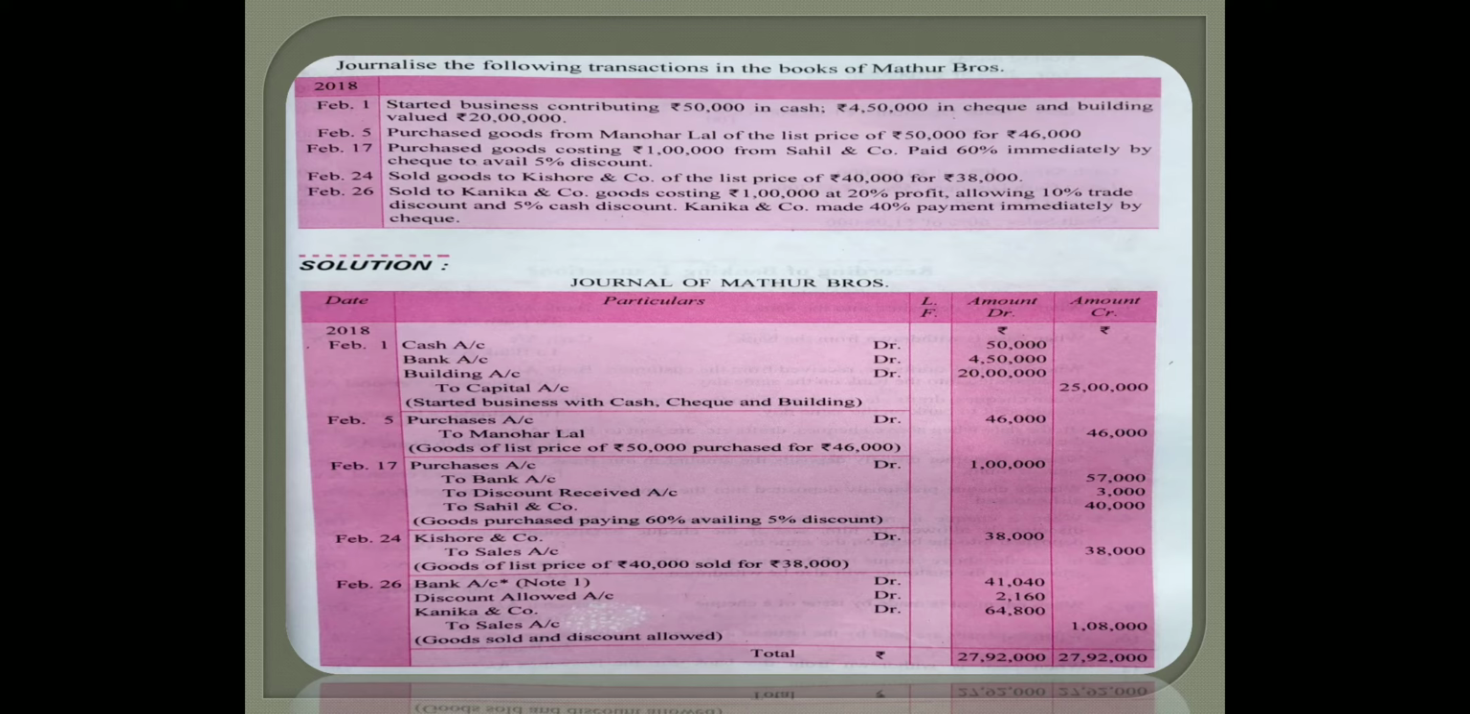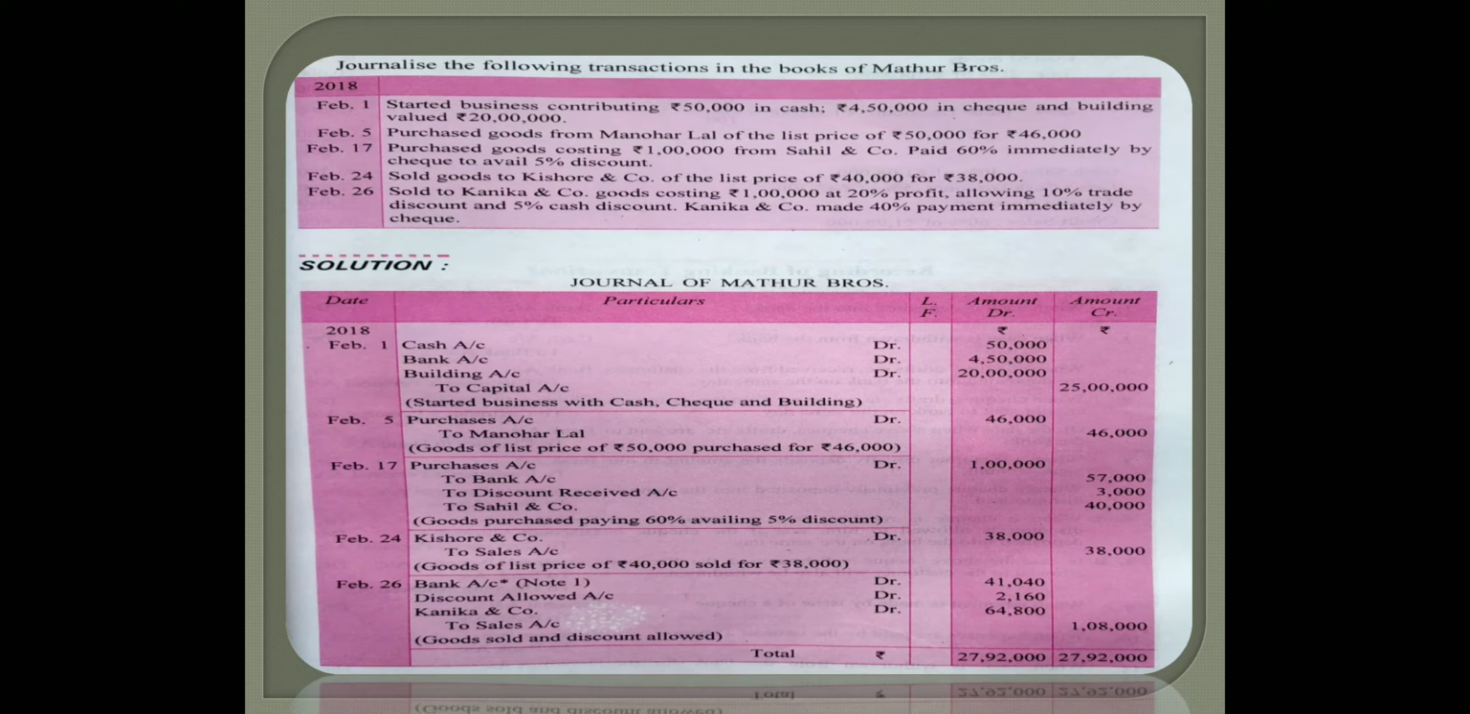The first entry on February 1: cash account debit 50,000 rupees, bank account debit 4,50,000 rupees because he paid the amount by check, and building 20 lakh rupees. We will add all these amounts and enter it in the capital account, to capital 25 lakh rupees. And on February 5, purchased goods from Manohar Lal of the list price 50,000 for 46,000.